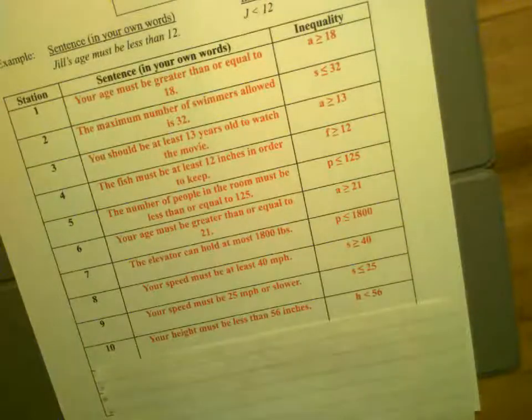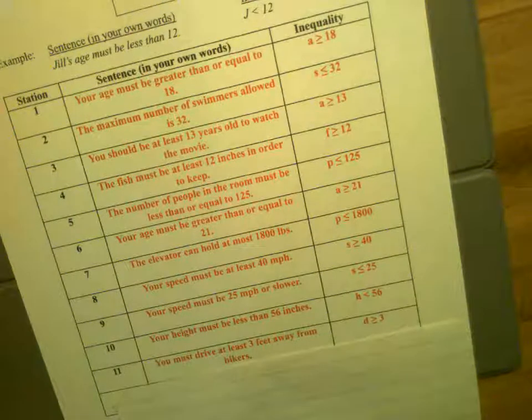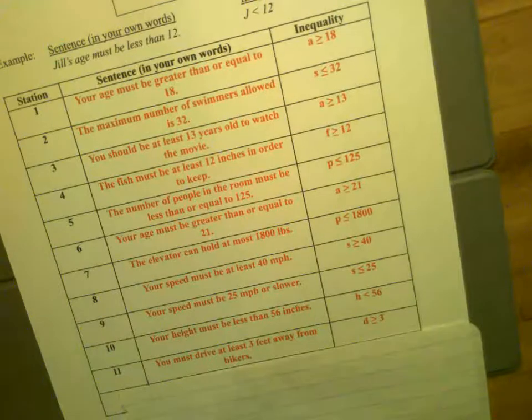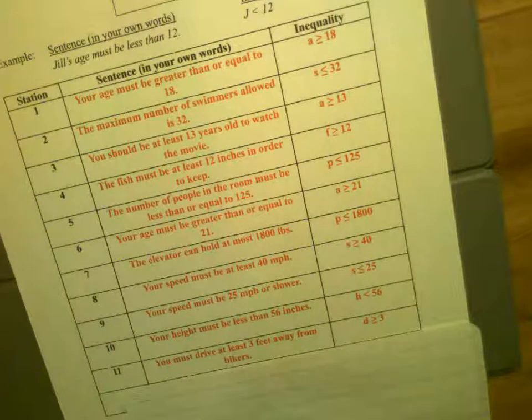All right. The answer to number 11, you must drive at least 3 feet away from bikers. At least 3 feet away from bikers, okay? So that means whatever letter you chose, greater than or equal to 3. If it's at least, it can be 3, but it needs to be either 3 or further than 3. Okay? Raise your hand on that one. How many people got that? Oh, good. Good. I'm excited about that. Good job, y'all.